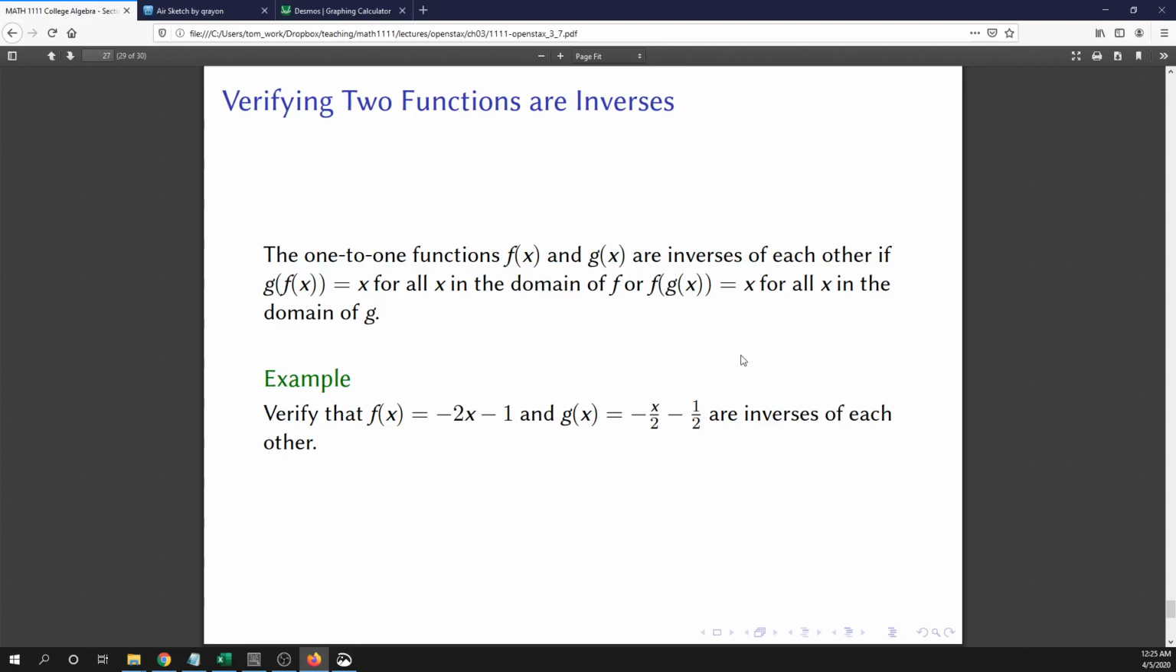All right, and so let's just work through an example of that second way. We've already done several examples of finding the inverse itself. So I'm just going to write these two functions down. F of x equals minus 2x minus 1, and g of x equals minus x over 2 minus 1 half.